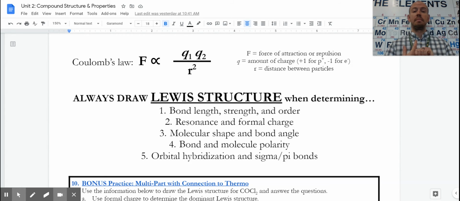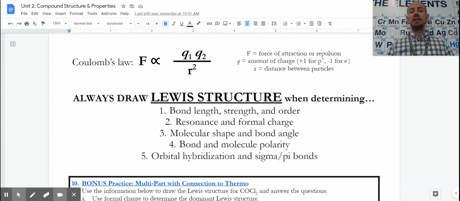How long is the bond? How strong is the bond? What is the shape? What is the molecular polarity? Are these sigma or pi bonds? What types of orbitals? All of these things that I just said here. Which structure is best out of resonance or formal charge?